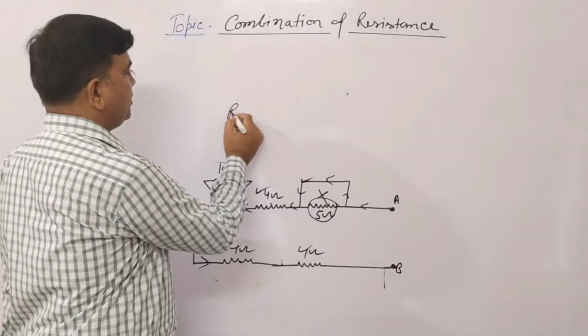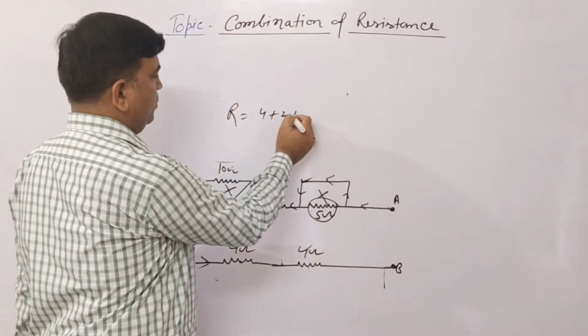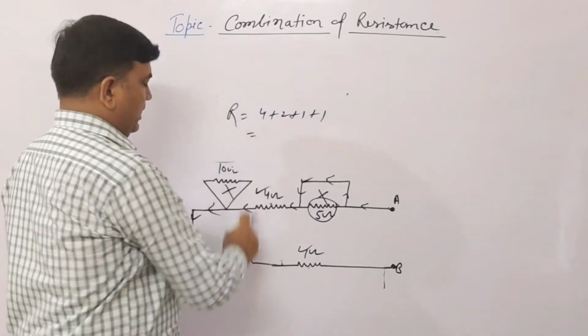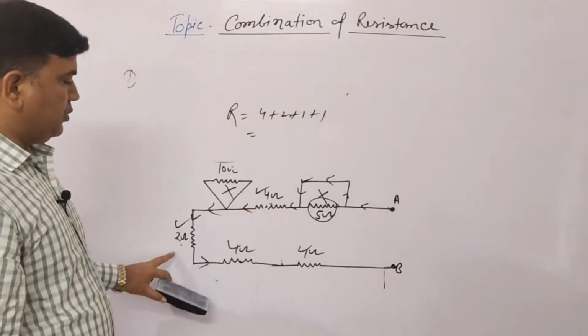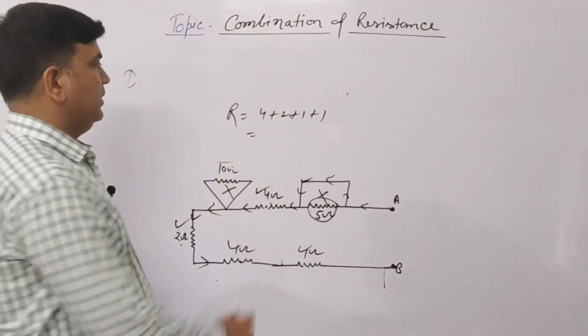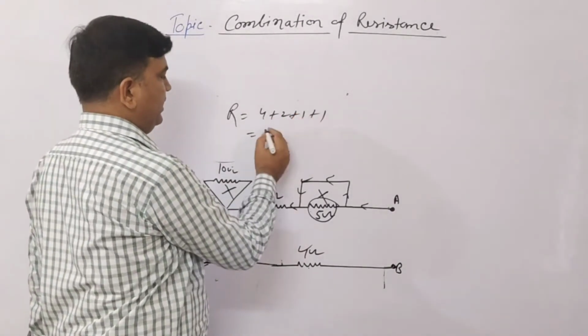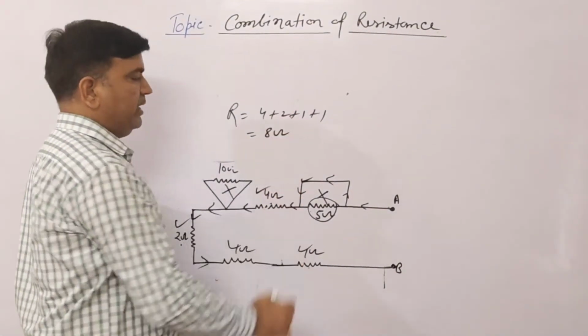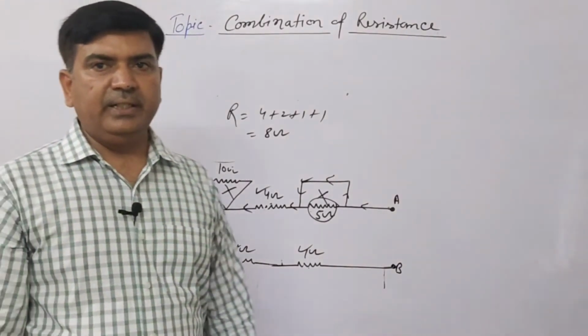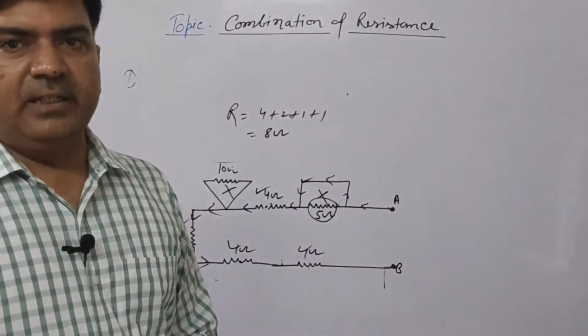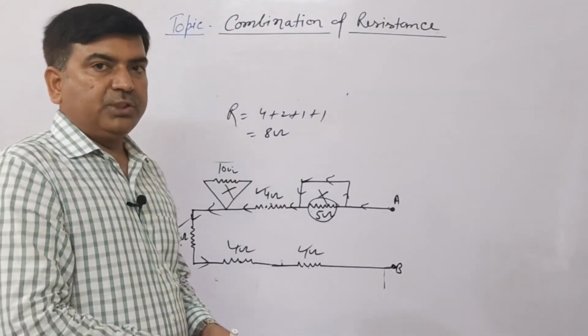So what is the equivalent resistance? R equal to 4 plus 2 plus 1 plus 1. And it is equal to 4 plus 2 plus 1 plus 1. 4, 2, 6, 7 and 8. 8 ohm is the equivalent resistance across the points A and B. Yes, children. And now see another type of question.